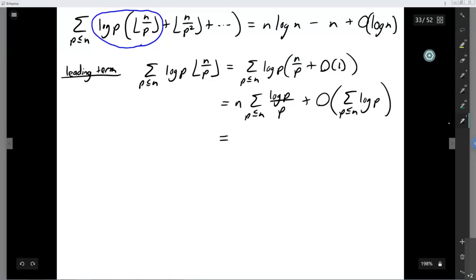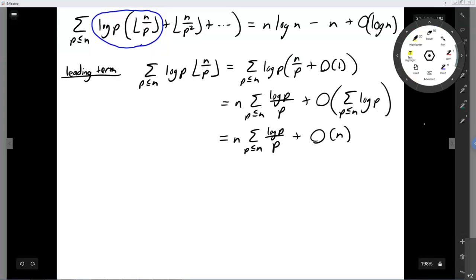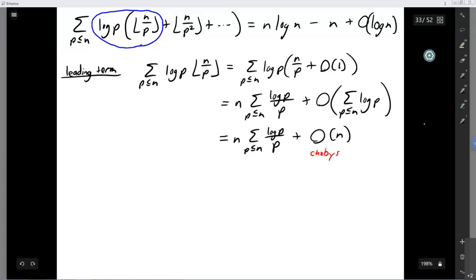Now here's where we use Chebyshev's theorem. Chebyshev's theorem tells us that the Chebyshev theta function is big O of x. But that's exactly what we have written here in this big O. The sum of log p for p less than or equal to n, that's big O of n. It's no bigger than a constant multiple of n. So what we found is the main term looks like this, where here I use Chebyshev's theorem. So we got the log p over p summation that we were looking for with a factor of n, but that's okay. And the error is big O of n.